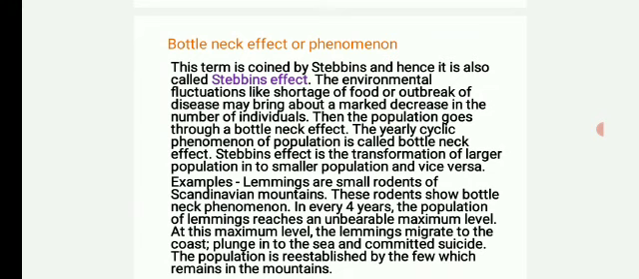Examples: lemmings are small rodents of Scandinavian mountains. These rodents show bottleneck phenomena. Every 4 years, the population of lemmings reaches an unbearable maximum level. At this maximum level, the lemmings migrate to the coast, plunge into the sea, and commit suicide. The population is re-established by the few which remain in the mountains. This is a clear, perfect example of the bottleneck effect or phenomenon.